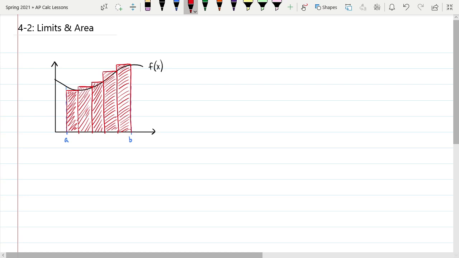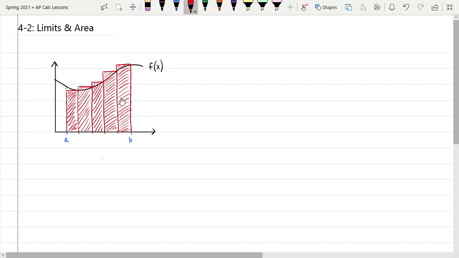So in the last couple of days, you've done a couple of different things. In 4.1a, we talked about how we can approximate the area under the curve on some interval from a to b. And we can approximate that area using, say, rectangles or maybe trapezoids. For today, let's focus in on rectangles.